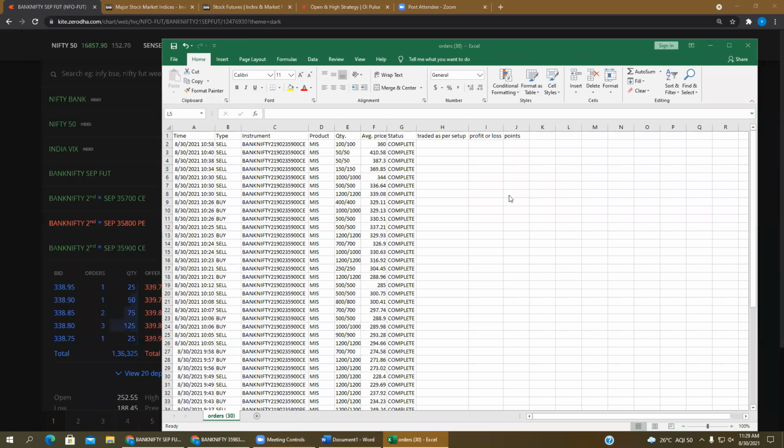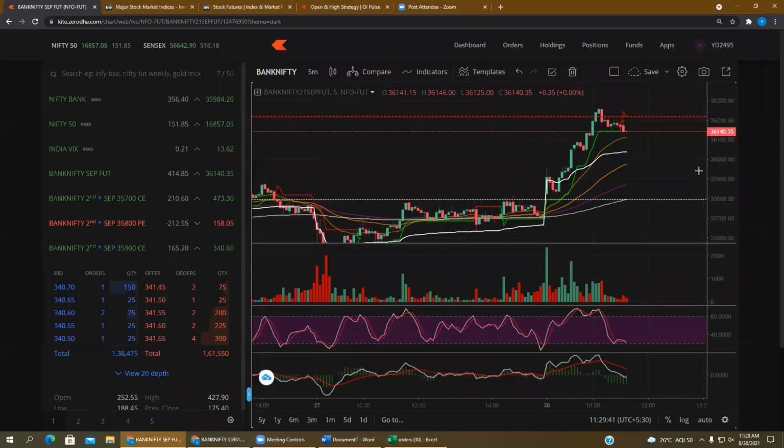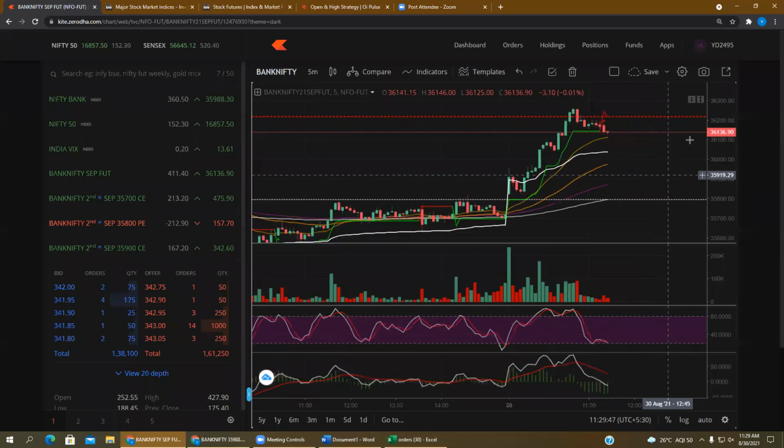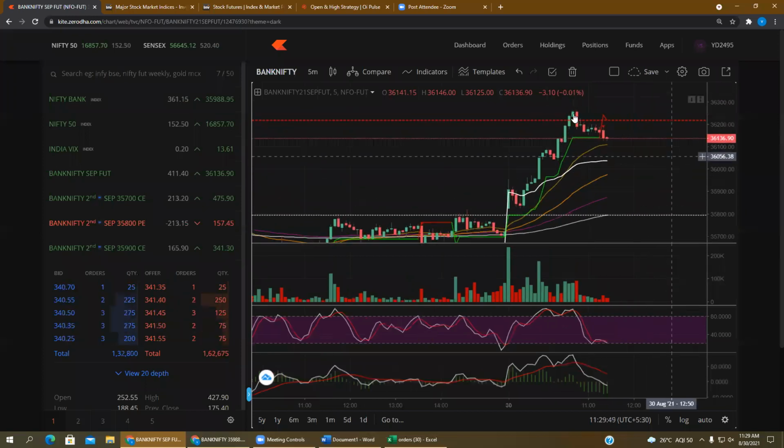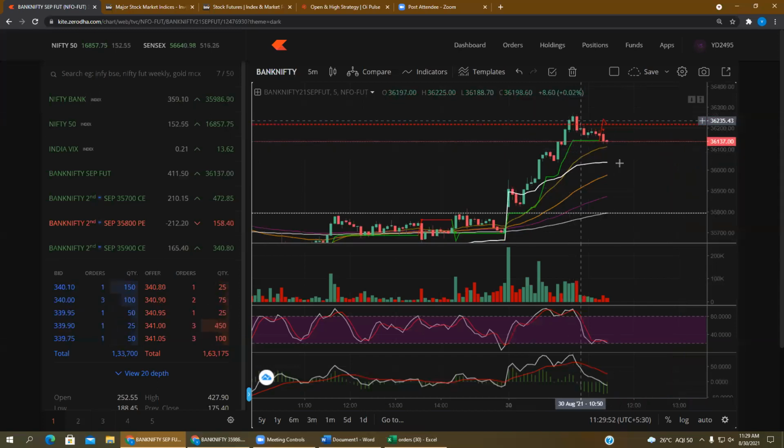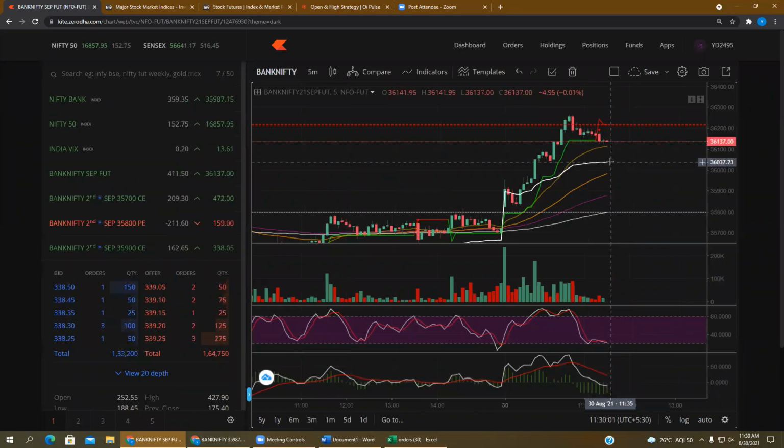VWAP is the most important level for today. If VWAP is broken, then a day low can also come. But if VWAP is holding, then the market is fine. If it's a trending day, VWAP is going to be the most important level for that day. The first level is going to be the 20 moving average, and after that, VWAP is going to be very important.